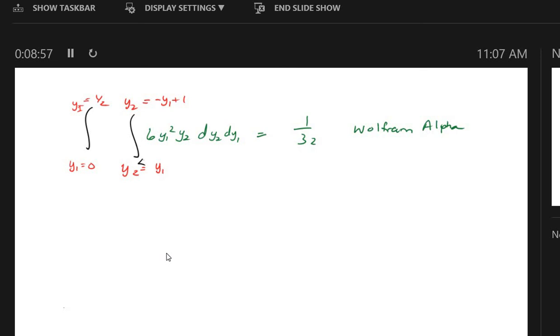Add 1, divide by that number. x to the n plus 1 divided by n plus 1. Good?